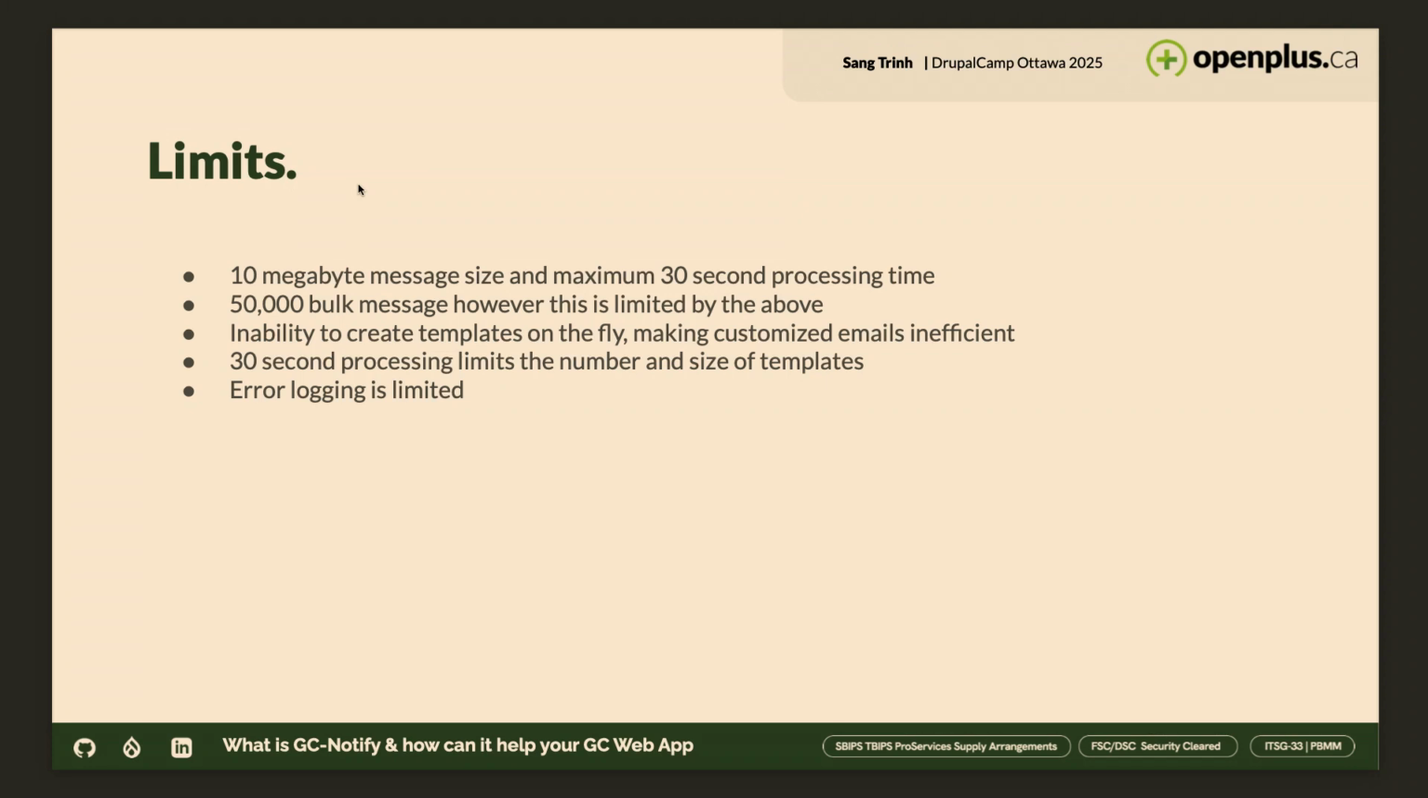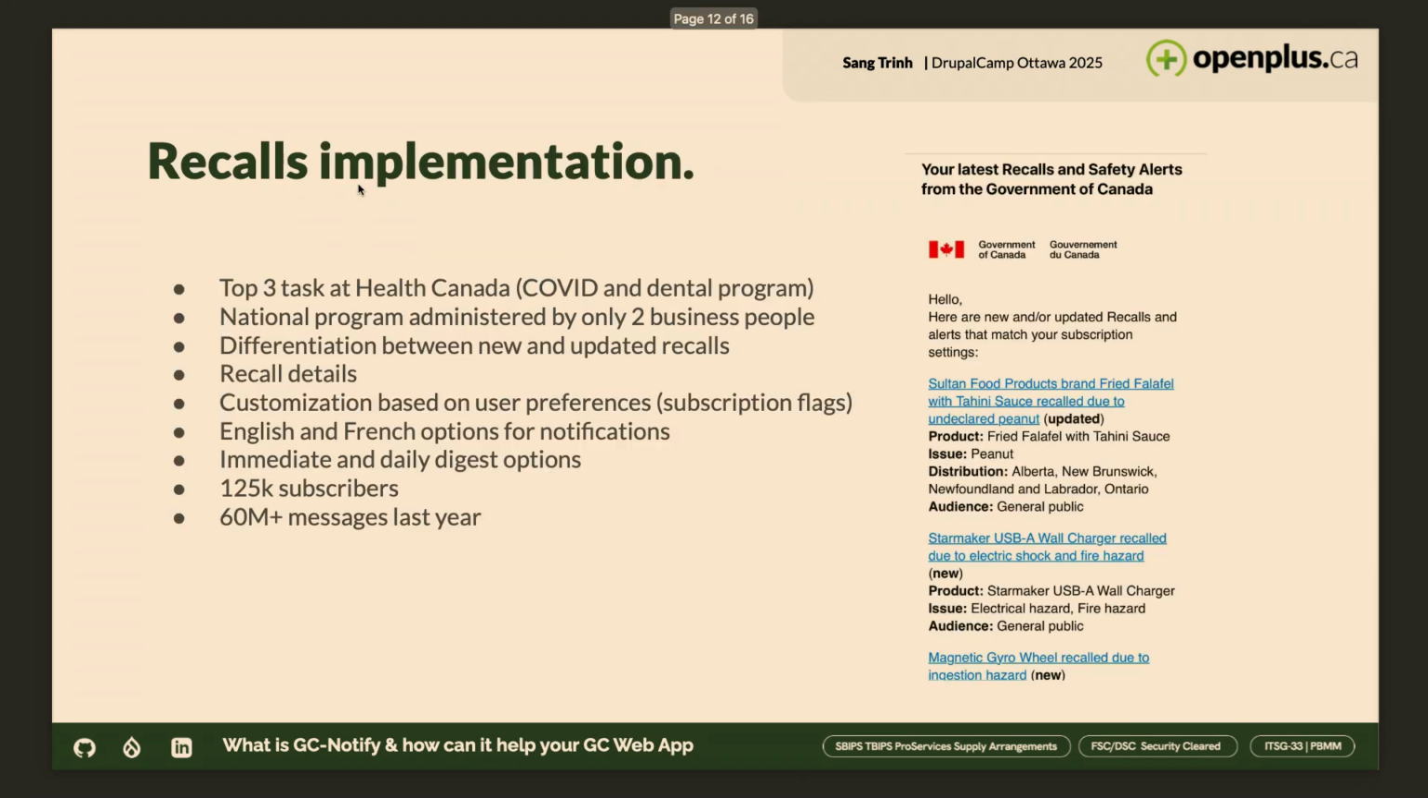Because we have a token in there that changes every single time, we have to include the body of the message. If I go back to this example, you can see what that body includes. It includes the title of the recall, the link, details around the product, the issue, and the distribution. There's other information in there, such as how to unsubscribe, and a hello. It doesn't say hello Sam. But there's information in there that has to be passed to GC Notify anytime we send out a message.